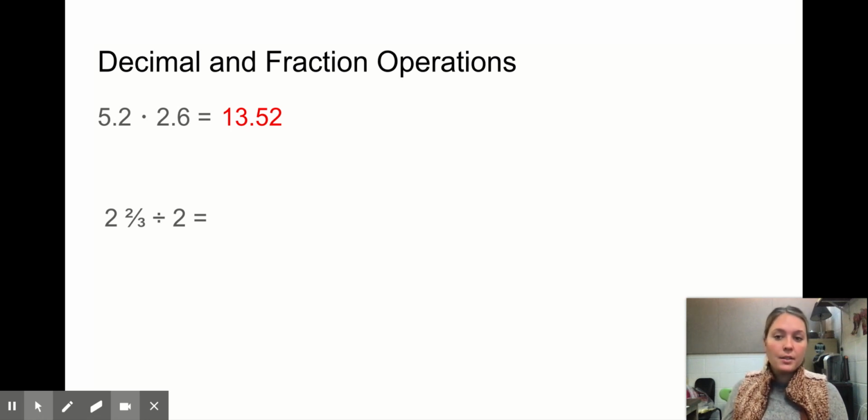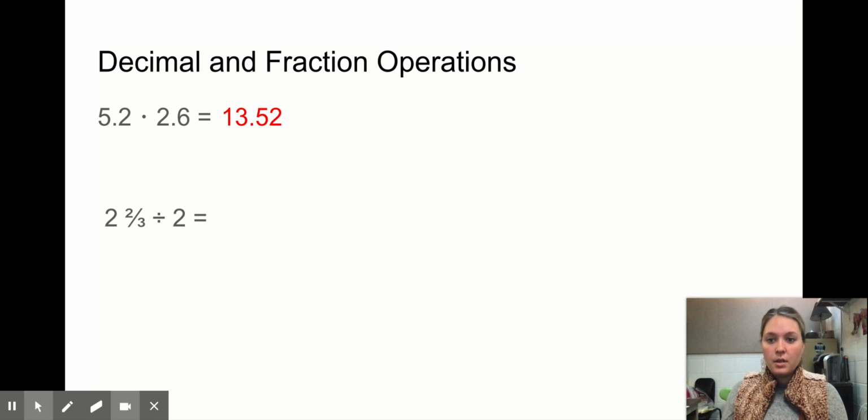You can also look at your answer and ask, does it make sense? If you would put the decimal place in the wrong spot and looked at this as like 5 times a little more than 2, if you said 5 times 2 is 10, 5 times 3 is 15, your answer needs to be between 10 and 15, which ours is. So we know that we did it correctly.